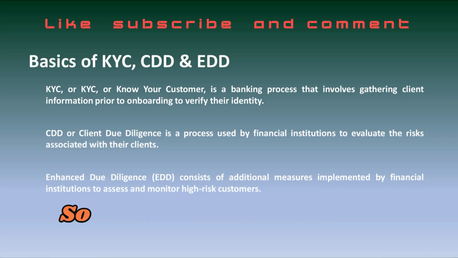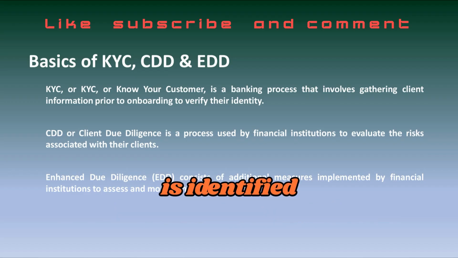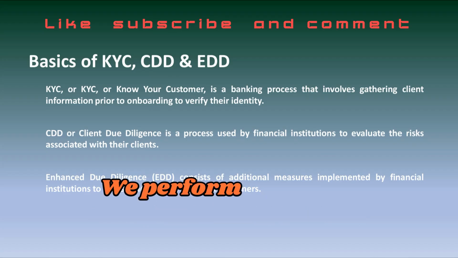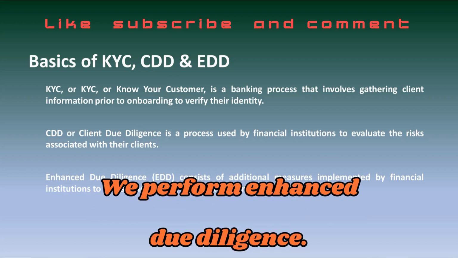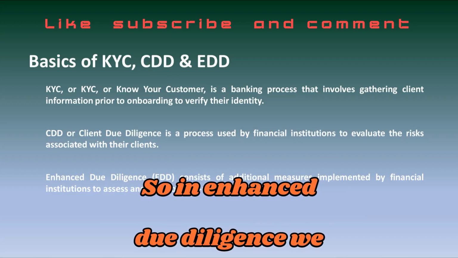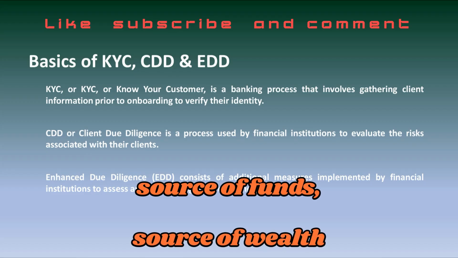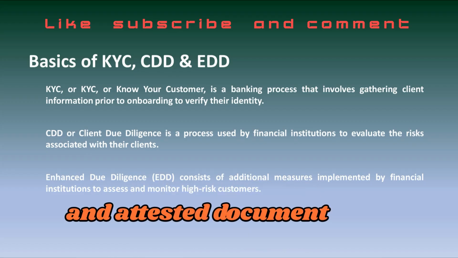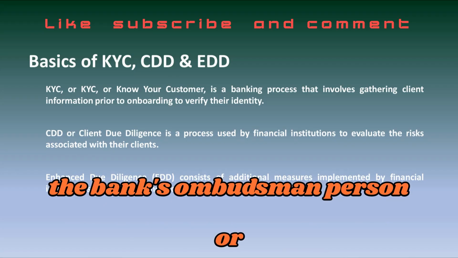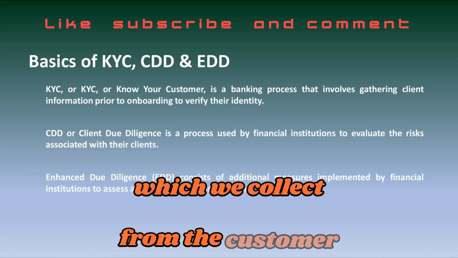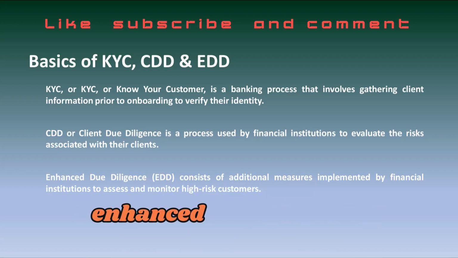Evaluate the risk. So in CDD, we identify the risk of a customer, and if the customer is identified as high risk, then the case will move to EDD. We perform enhanced due diligence. In enhanced due diligence, we collect documents like source of funds, source of wealth, and attested documents from the bank's ombudsman person or a money laundering officer. There are some other things we collect from the customer when we are performing enhanced due diligence.